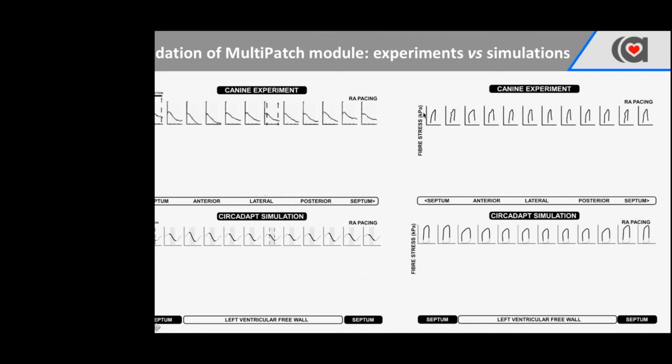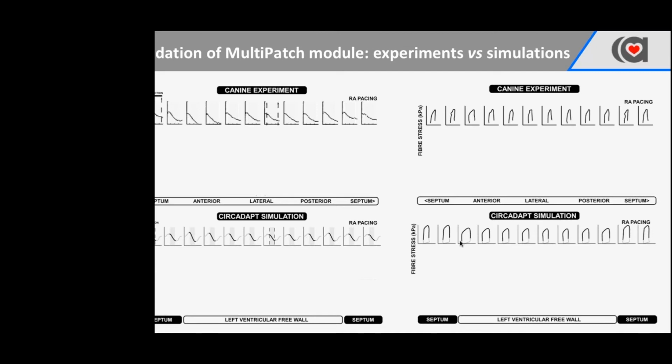Now, the CircAdapt simulation is at the bottom. There you see clearly that the strain patterns in the simulation during the ejection phase, which here was only the ejection phase, are very similar for any location, and they are very similar to the canine experiments, as well as the stress curves of the various locations.